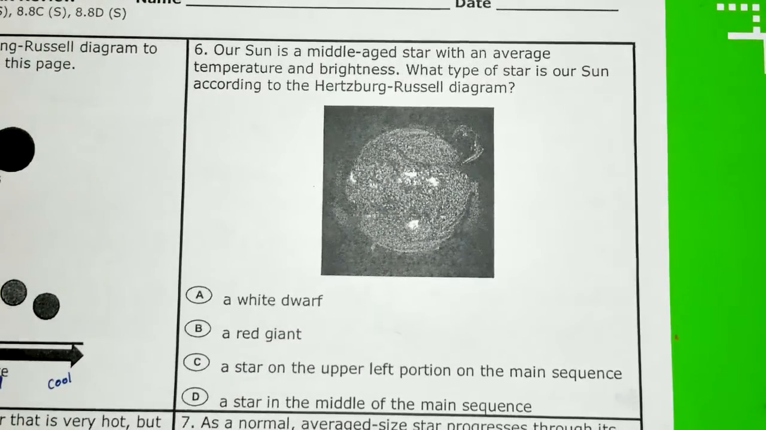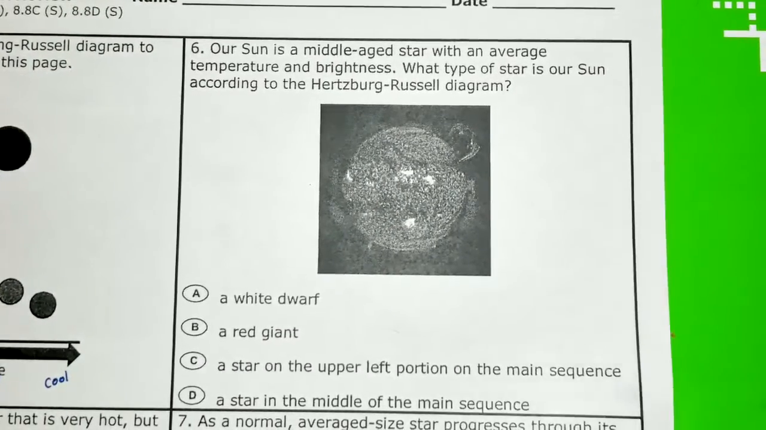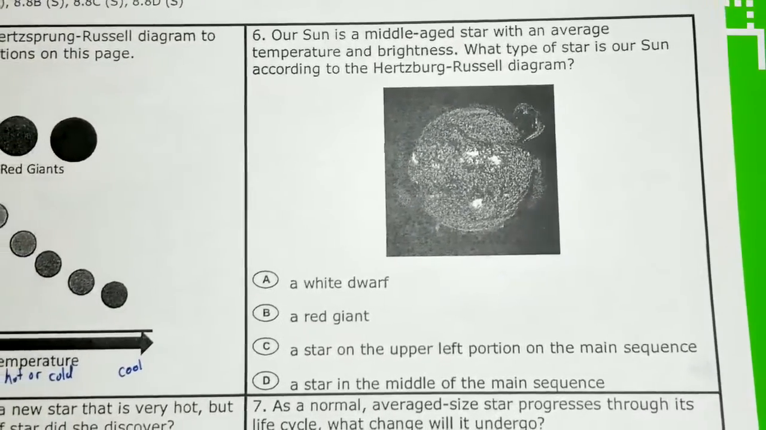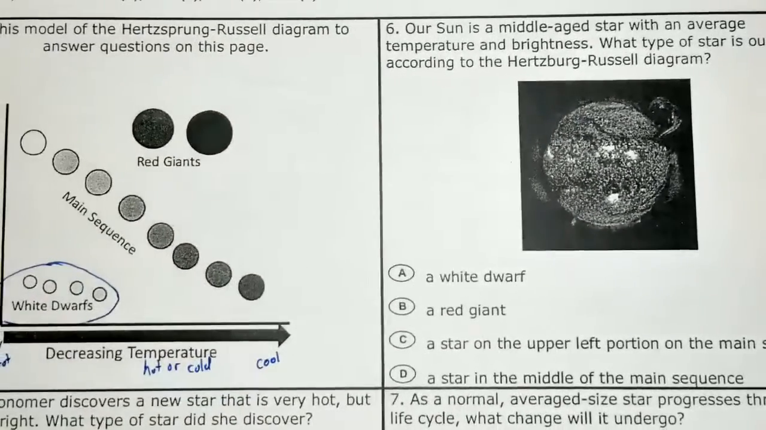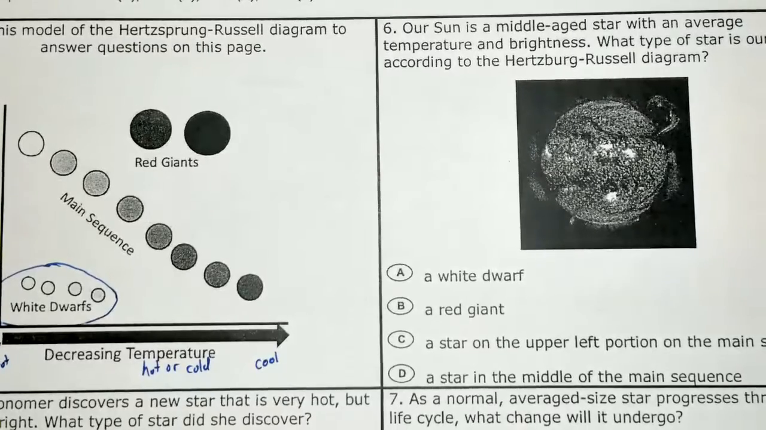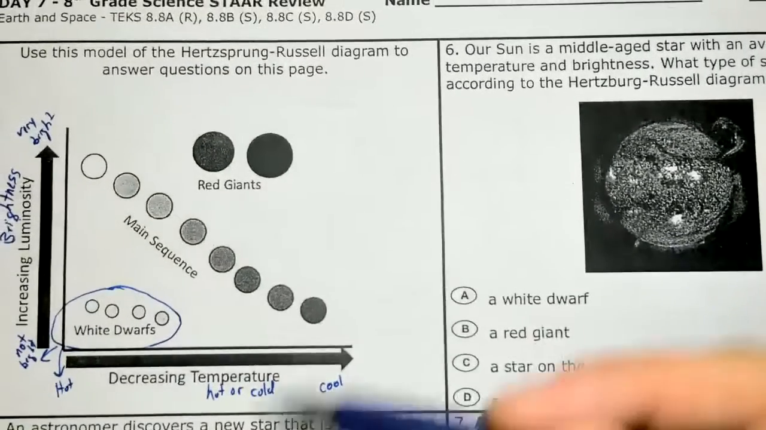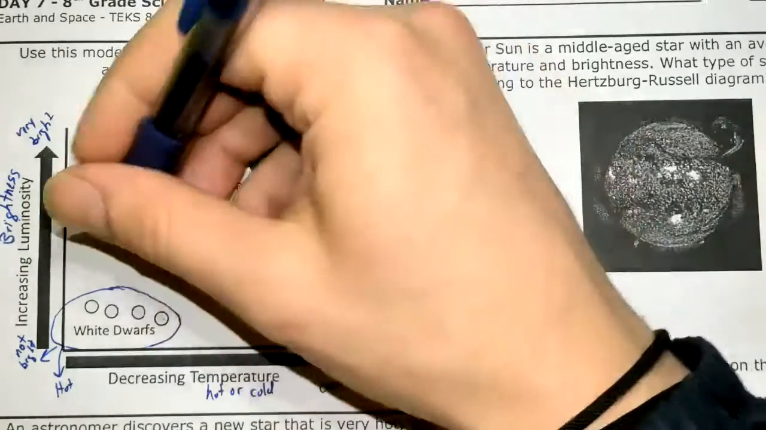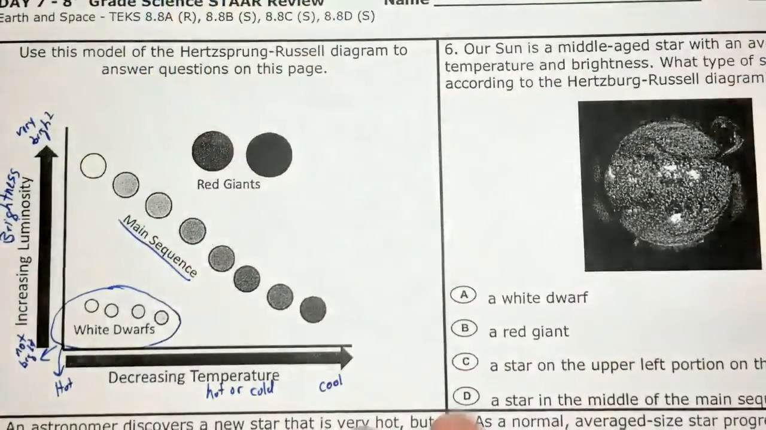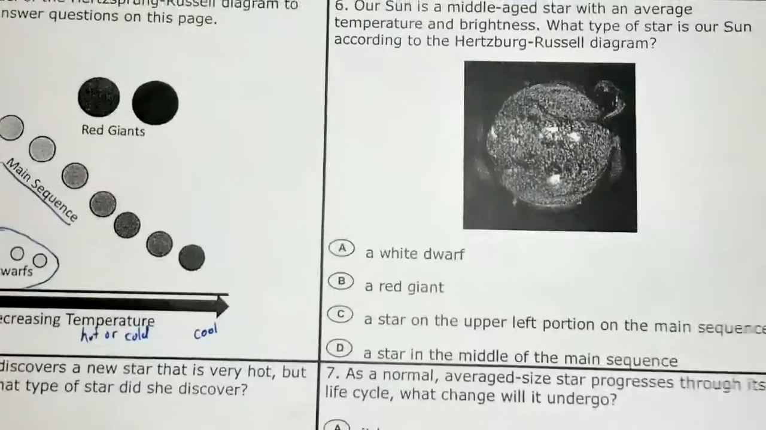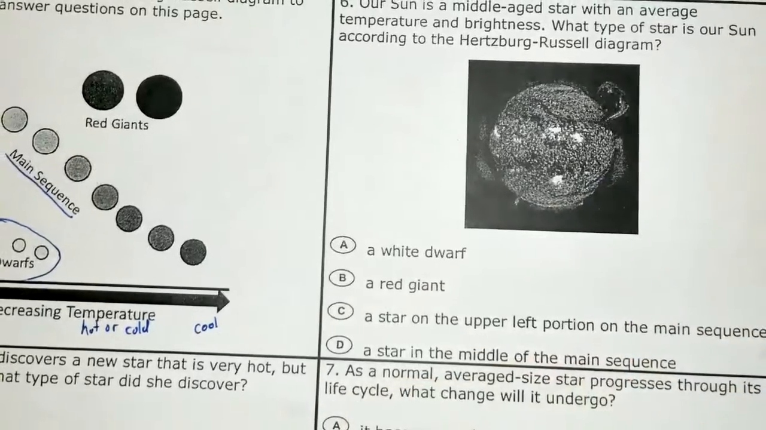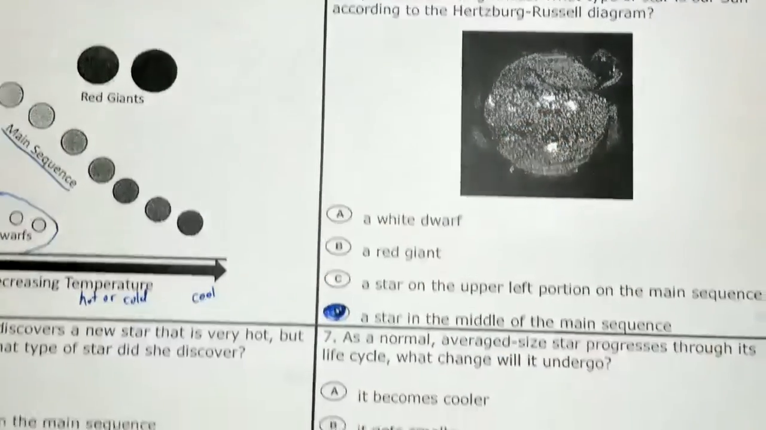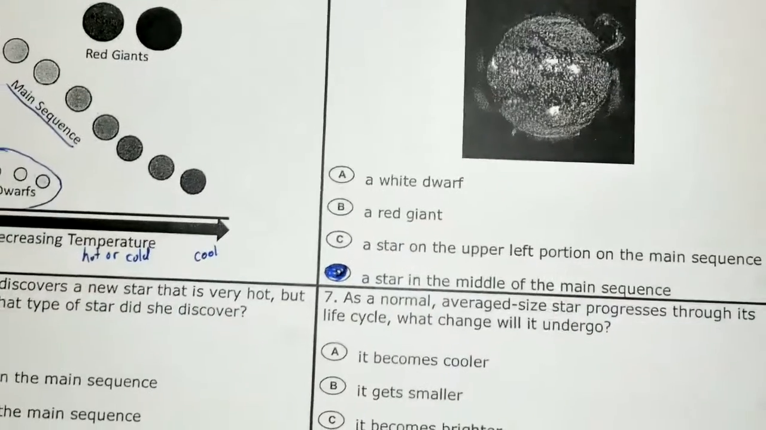All right, over here on number 6. Our sun is a middle-aged star with an average temperature and brightness. What type of star is our sun according to the Hertzsprung-Russell diagram? All right, so again, our star is average, meaning it's right in the middle of brightness, luminosity, and temperature, which makes it a main sequence star. Now, you guys probably remember that just from our studies, but just in case, that's why they give you the Hertzsprung-Russell diagram. Our star is in the middle of the main sequence, all right?